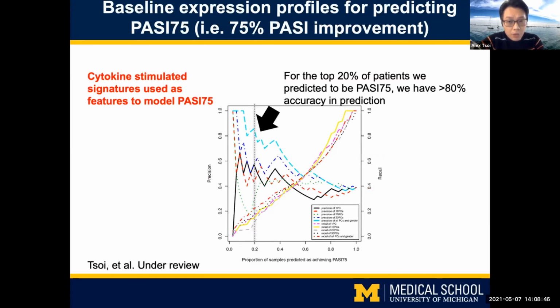We try to look at different models. The top, the light blue line here, represents the best model that we identified. It reads as: for the top 20% of patients that we predict to achieve the PASI 75, we are able to get around 80% accuracy. So this is trying to integrate multiple information: the in vitro experiments that we have, the molecular profiles that we got at baseline, and also the clinical response PASI in the subsequent weeks to achieve this.